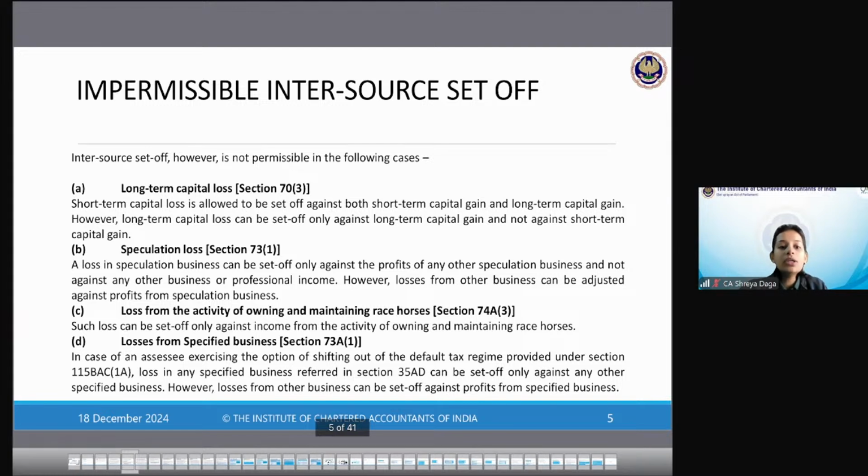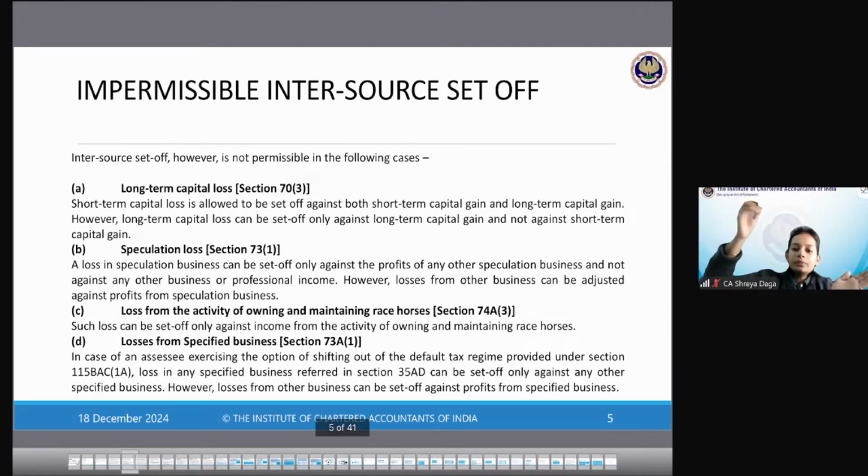When it is not allowed, long-term capital loss. Long-term has a problem. Long-term is too long, it has a very high ego. High ego means very long ego. So short-term capital loss has no such problem. It's okay. You give it short-term capital gain, you give it long-term capital gain, it will get adjusted against both. But long-term capital loss has a long ego.